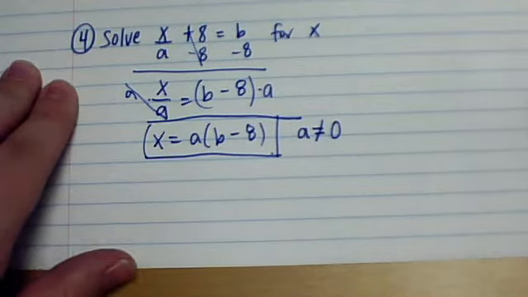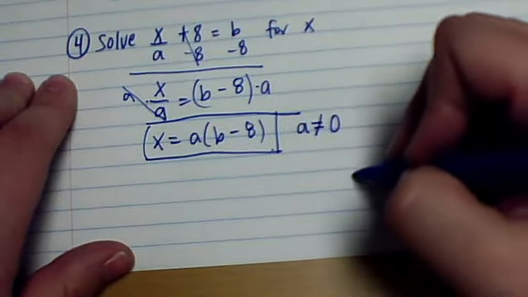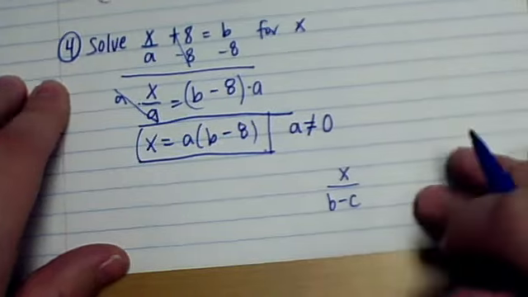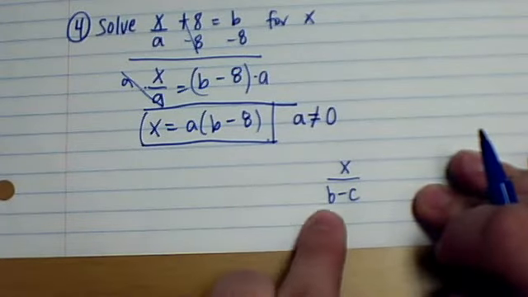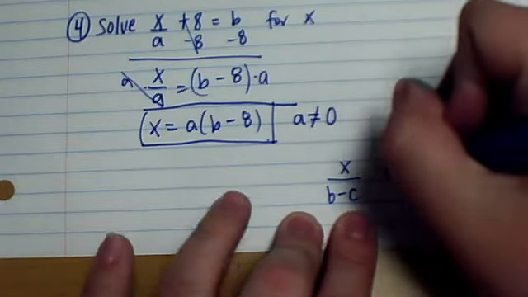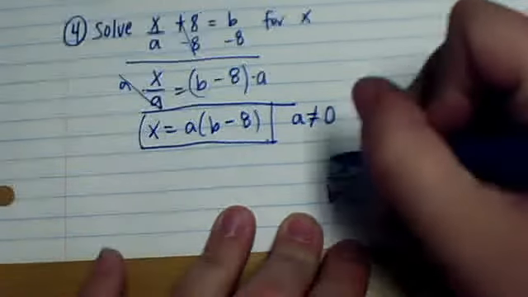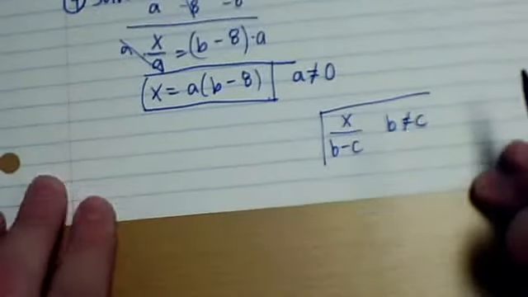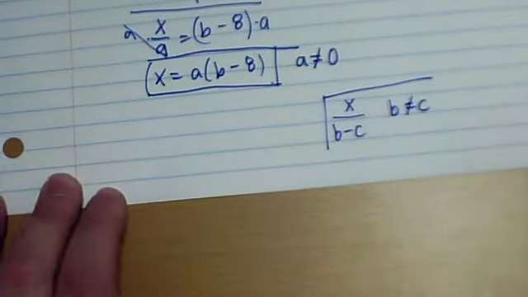is, I know on your homework there's an example that has something like x over b minus c. Once you get here, what makes this 0? The only thing that will ever make that 0 is if b is equal to c. So in this case, b does not equal c. That would be your restriction for that one. So that's hopefully just a little hint for you when you're working on your homework.